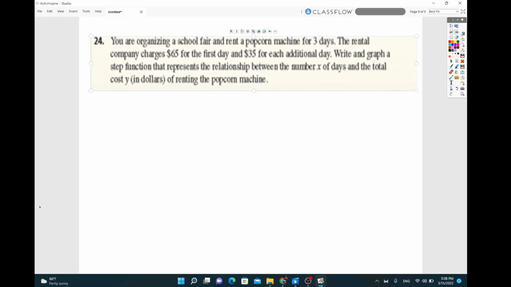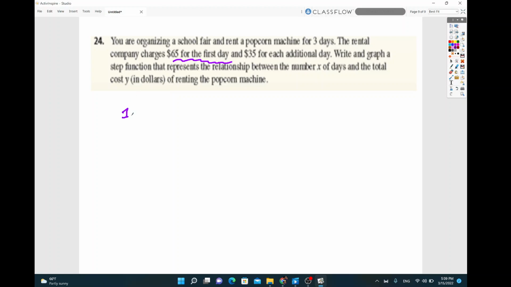You're organizing a school fair and rent a popcorn machine for 3 days, and the rental company charges $65 for the first day and $35 for each additional day. Write and graph the step function. A step function is just a piecewise function that represents the relationship between the number x of days and the total cost y in dollars of renting the popcorn machine. Okay, so this one is an interesting one. For the first day, let's just break it apart. For the first day, the school paid $65 for renting the popcorn machine.